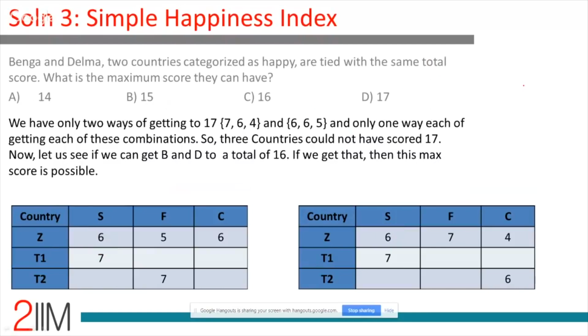Benga and Delma, 2 countries categorized as happy, are tied with the same total score. What is the maximum score they can have? 14, 15, 16, 17. Let's look at this.